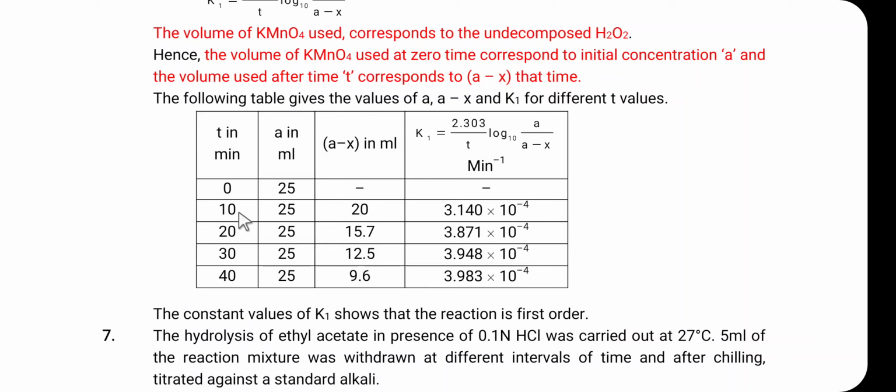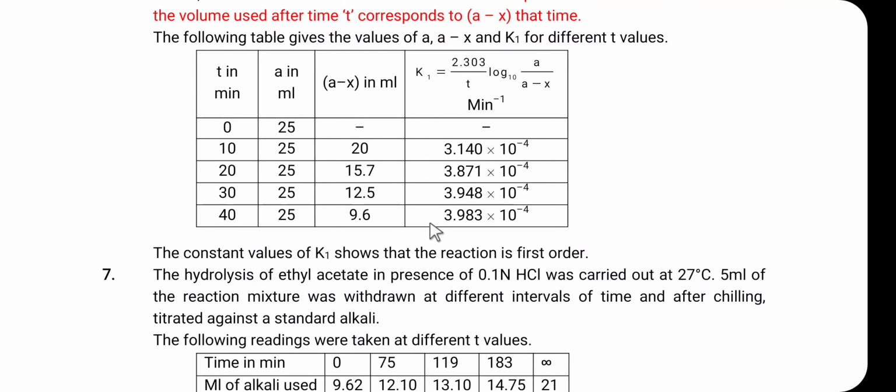Here we have the 4 readings, 1, 2, 3, 4. These are the 4 K values, and when we observe them, all these K values are nearly constant: 3.1 into 10 raised to minus 4, here also 3.871 into 10 raised to minus 4, 3.948 into 10 raised to minus 4, 3.983 into 10 raised to minus 4. All these 4 values are constant, and this constant value of K1 shows that the reaction is of first order.